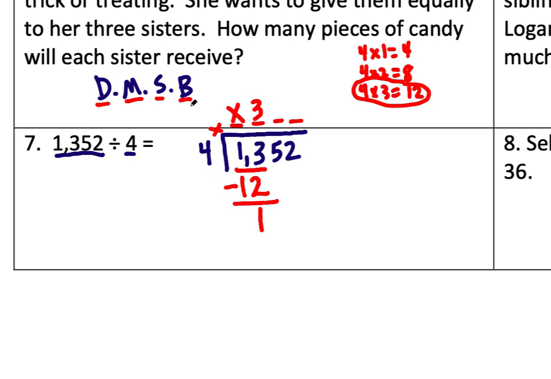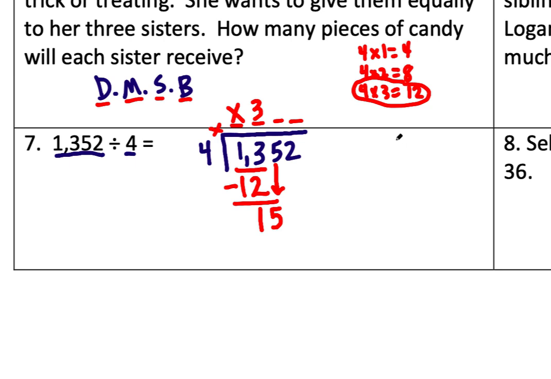Now we're on the B, the bring down stage. We're going to go to our next digit in our problem that we haven't used, which is the 5. And now we're going to bring that digit down. We're going to take the 5 in the tens place and bring it all the way down to this 1. So now we have 15. So now our problem is moved down here. This is 15 divided by 4. And you should know how many times 4 can go into 15.